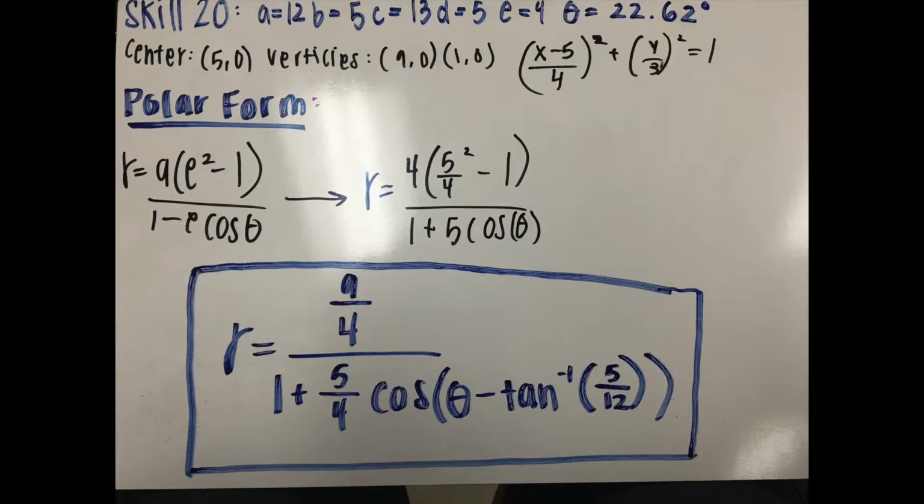I then went on to simplify the equation and also changed theta to be theta minus tangent inverse 5/12, because that will allow me to rotate the conic 22.62 degrees. My final equation in polar form was r is equal to 9/4 divided by 1 plus 5/4 cosine (theta minus tangent inverse 5/12).